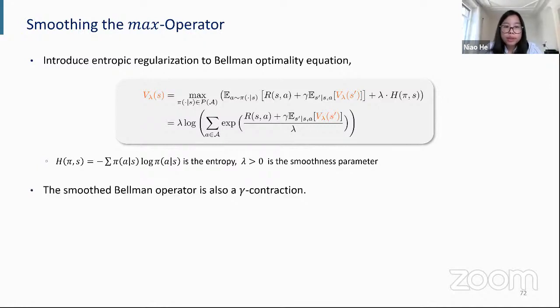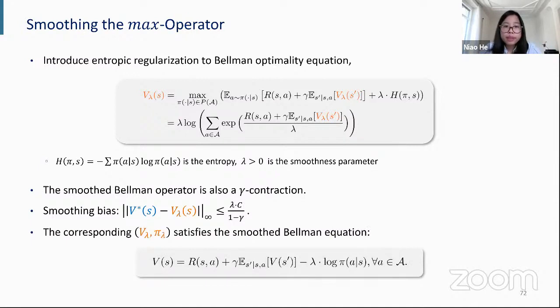You can show that this softmax Bellman operator is also a gamma contraction, like the original Bellman operator. You can also show that this new approximate value function is not too far away from the true optimal value function. The difference is controlled by this lambda. The smaller the lambda you use, the smaller the bias, but this will be less smooth. And if lambda goes to infinity, then this reduces to the original Bellman optimality equation.